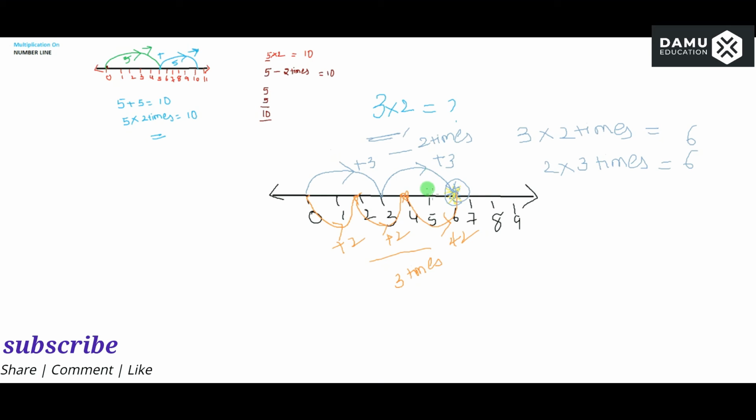So what you can say is, here 3 into 2 times or 2 into 3 times is equal to 6, 6 only. In multiplication we have to show it like this.